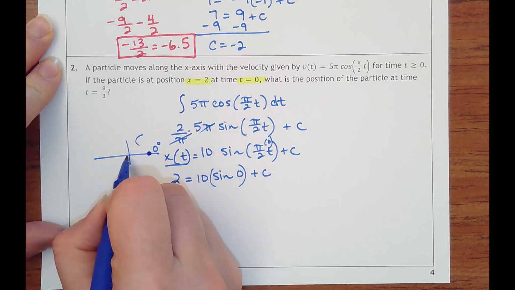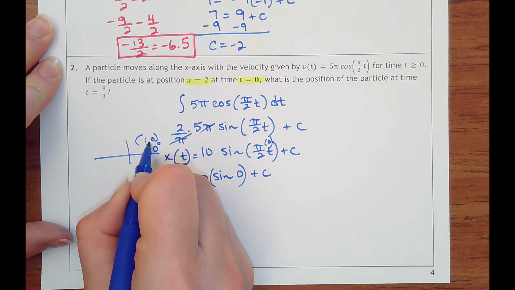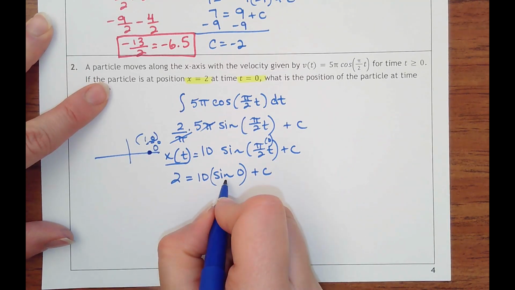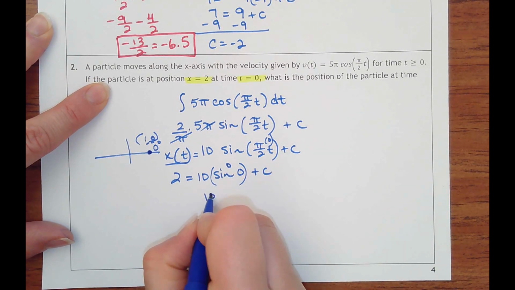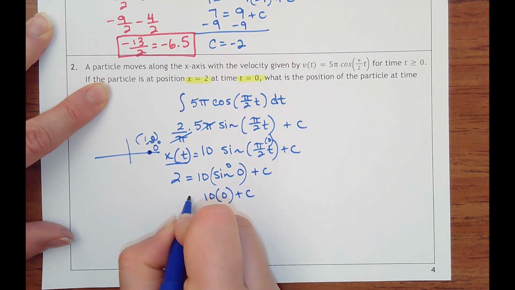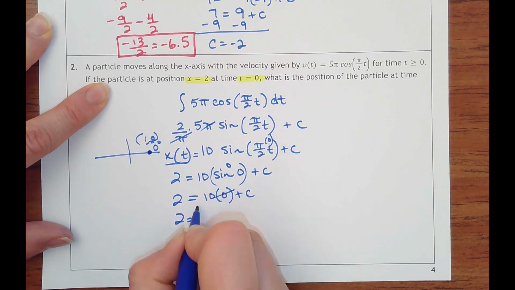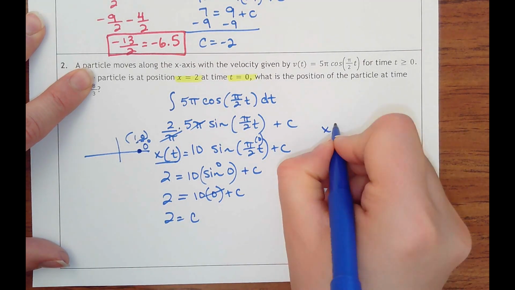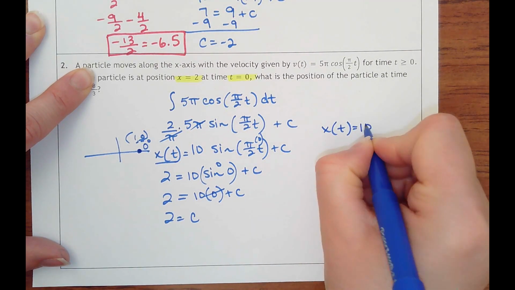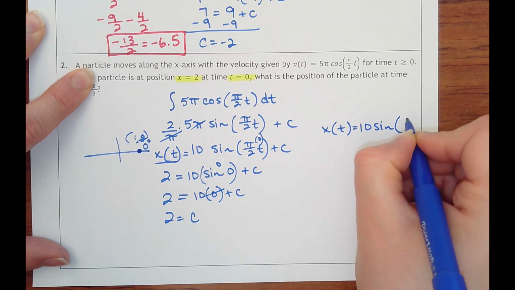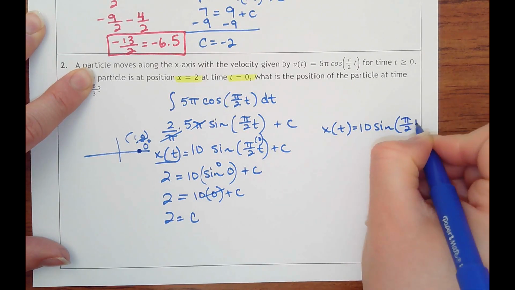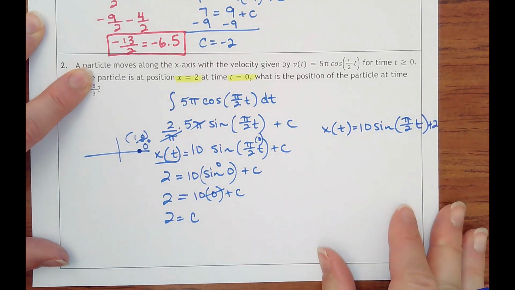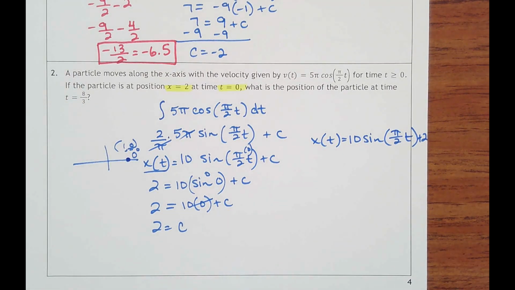So that ordered pair would be 1, 0. It has a height of 0, or y value of 0. So yeah, that is actually 0. 10 times 0 plus c equals 2. Well, that's 0, so c equals 2. That means my position function is 10 times sine of pi over 2 t plus 2. And then I want to find when it is a time of 8/3.